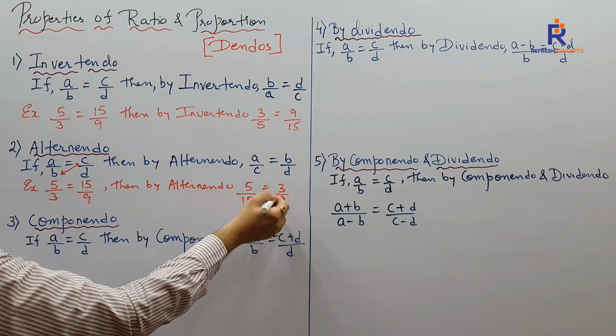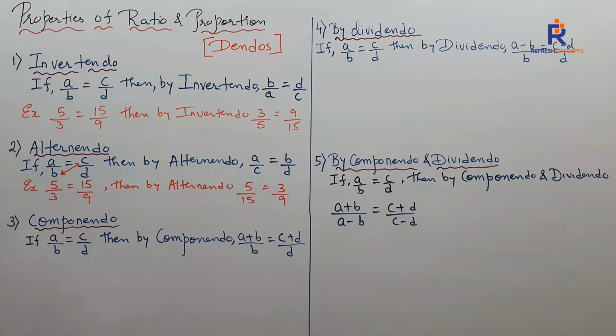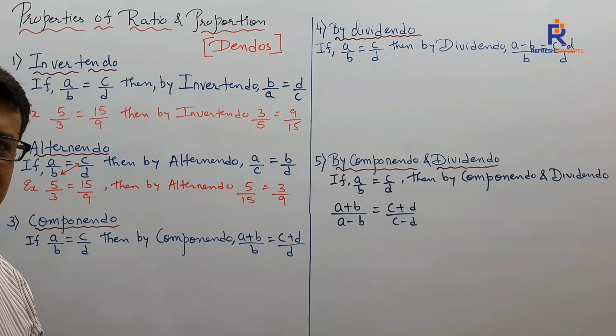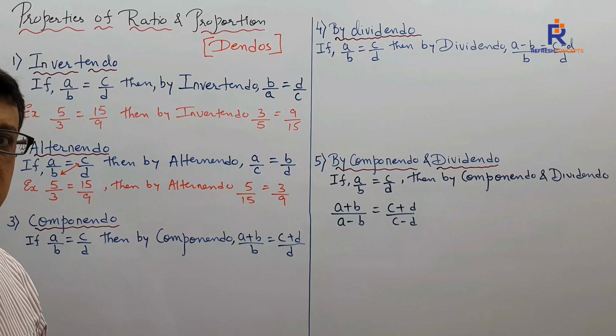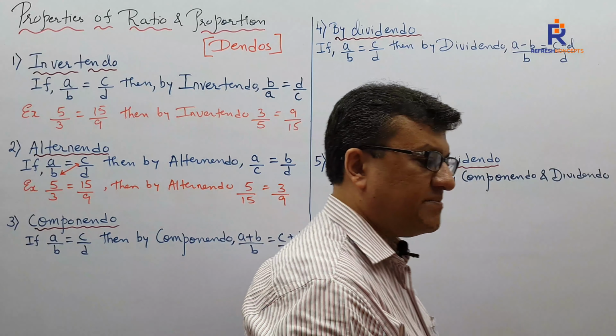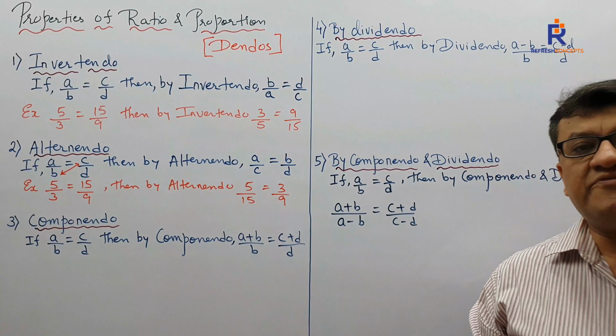1 times 3 times, again it is 1 by 3. So after applying the dendo, that is alternando, I'm getting 1 by 3 on either side of my LHS and RHS. Right, children? So how many dendos in my language? How many dendos have we studied up till now?